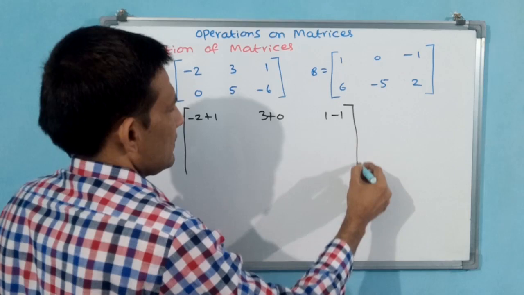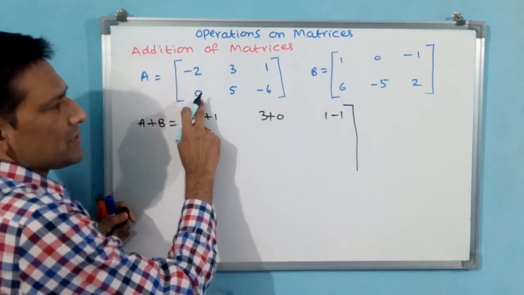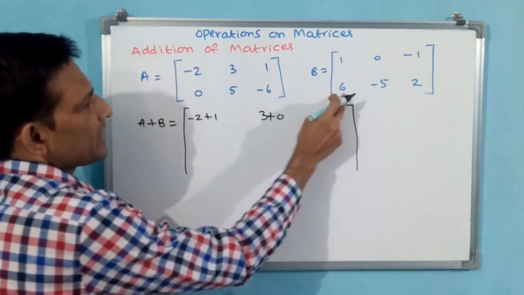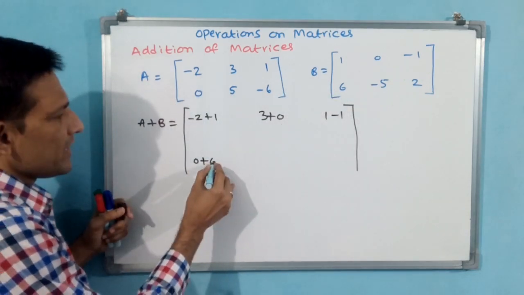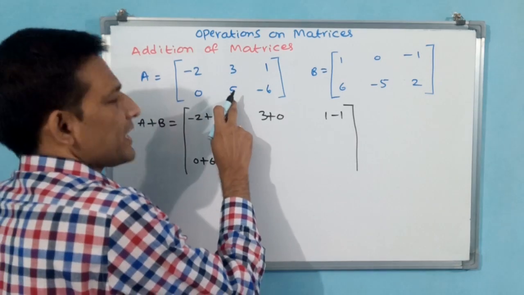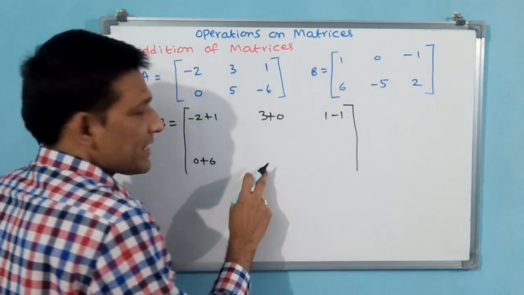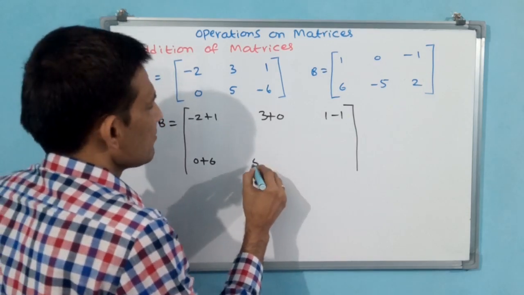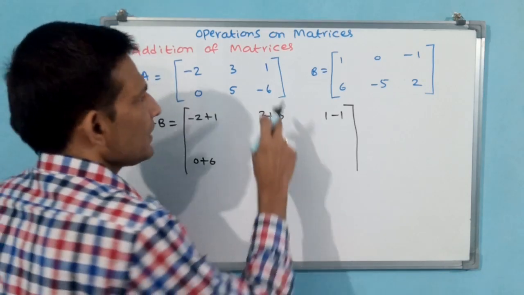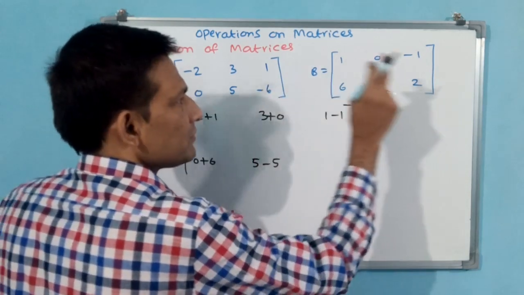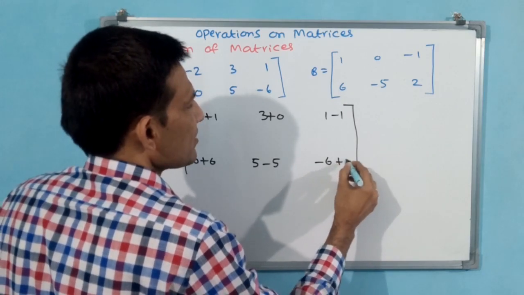Okay. Go for this one. Second row, first column. 0 plus 6. In second row, first column only you have to write. Second row, second column plus second row, second column, but you have to write it in second row, second column. Second row, third column plus second row, third column.